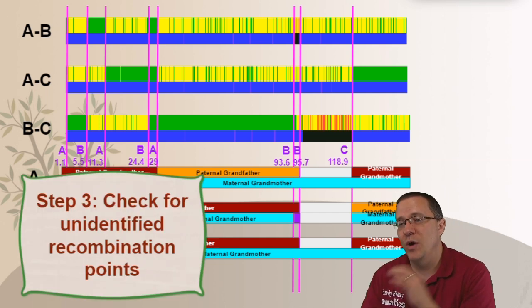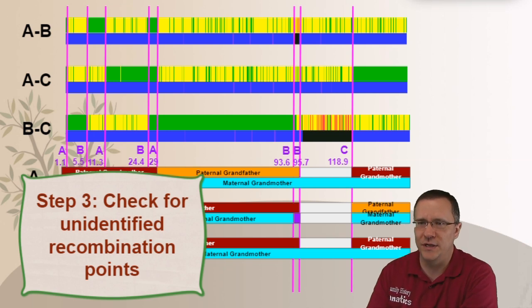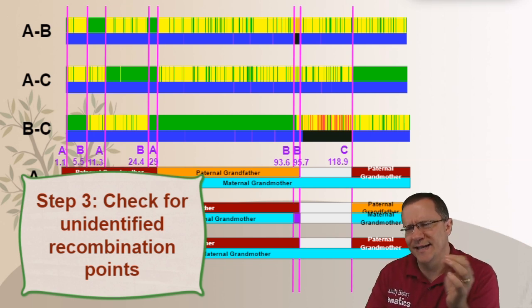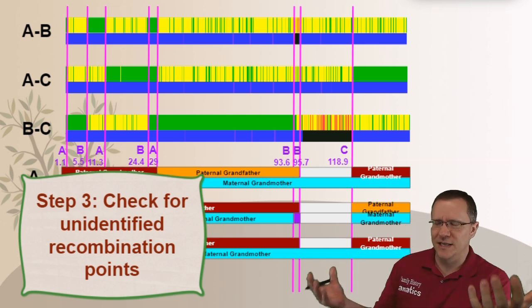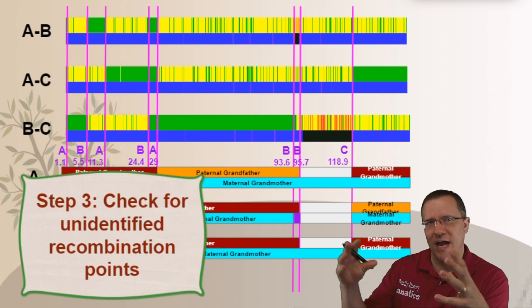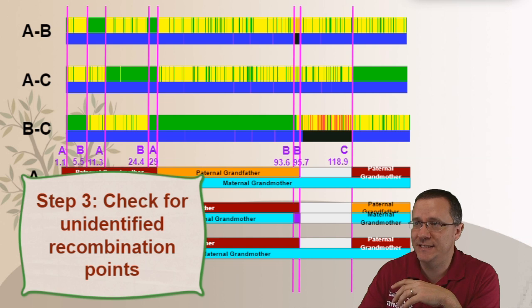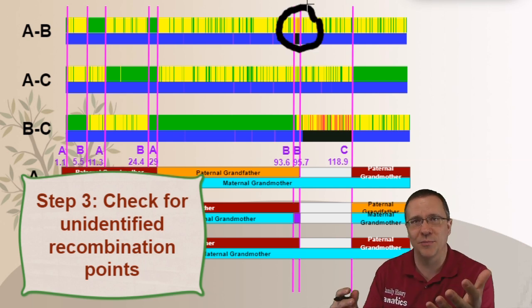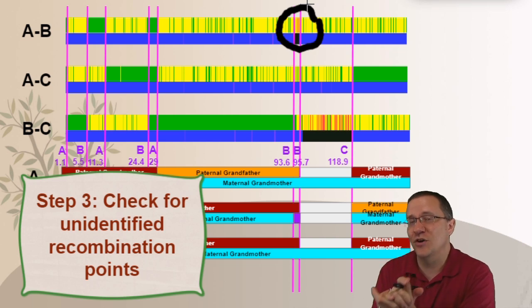And that is we want to check for unidentified recombination points. Now, what do I mean by unidentified recombination points? Well, visual phasing, just like it says, is visual. You're using a graphic to determine where things happen. As we can see even in this one, there can be recombination points that are really close together. There can be recombination points that are even closer together. And that can start to confuse what we're seeing visually.